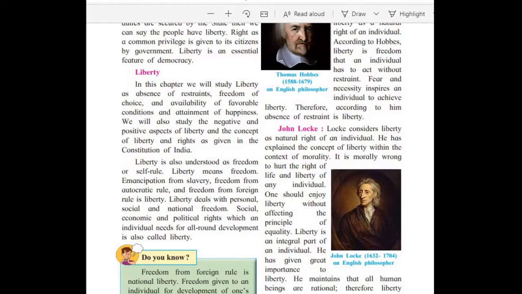Now, my dear students, we will see liberty. We'll understand liberty. Liberty is also understood as freedom, as I've said before, or self-rule. Liberty means freedom, emancipation from slavery, freedom from autocratic rule, freedom from foreign rule. Liberty deals with personal, social, and national freedom. Social, economic, and political rights, which are the individual needs of all-round development, is called liberty.